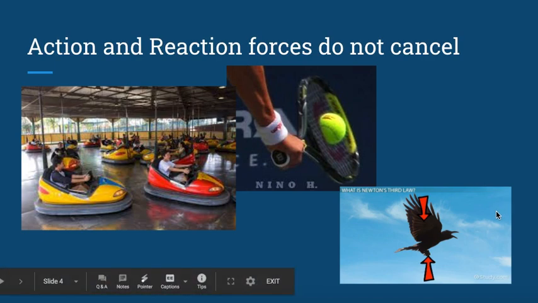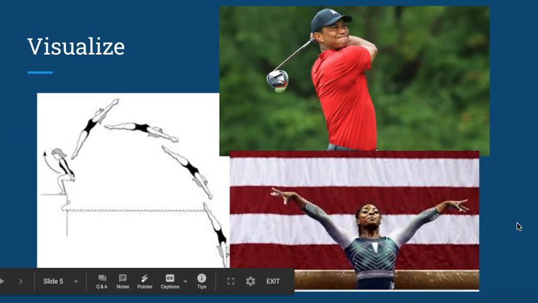Birds and other flying creatures also use Newton's third law. When a bird flies, its wings push in a downward and backward direction. This pushes air downward and backward. By Newton's third law, the air pushes back on the bird in the opposite direction, upward and forward. This force keeps the bird in the air and propels it forward.